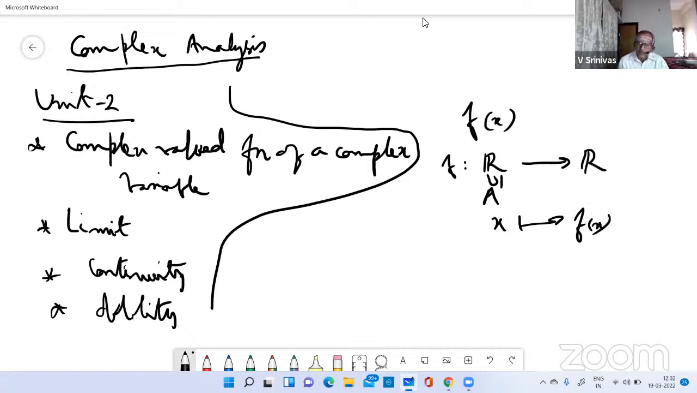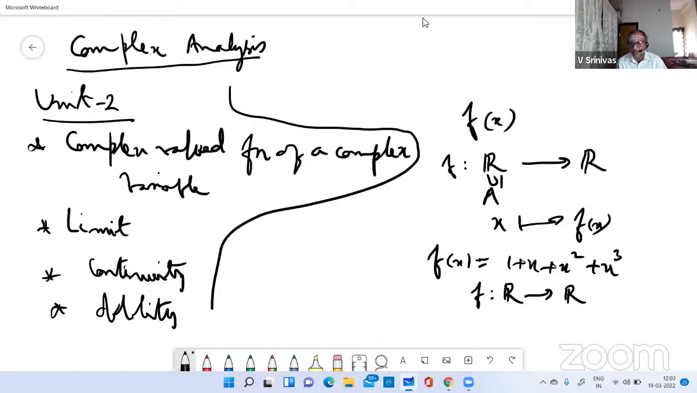For example, if you have f of x equal to 1 plus x squared plus x cubed, this is a cubic polynomial function. For every real number x, this is a real number. So this defines a function f from R into R, a real valued function of the real variable x. Similarly, you know the sine function, cosine function, and tan function, which for some real numbers is not defined. These are real valued functions defined on subsets of R.